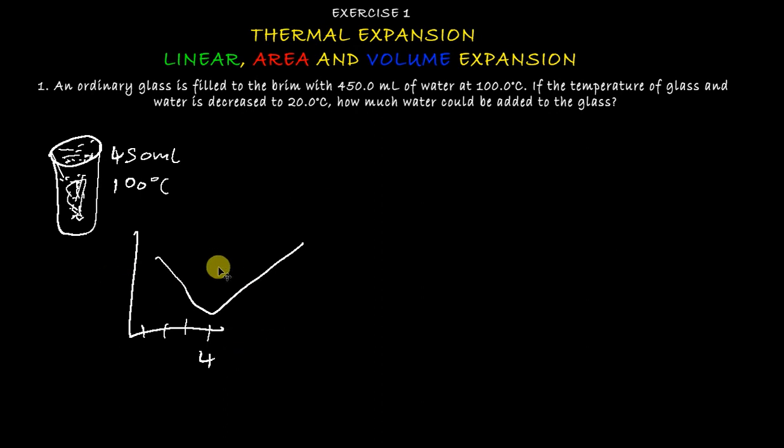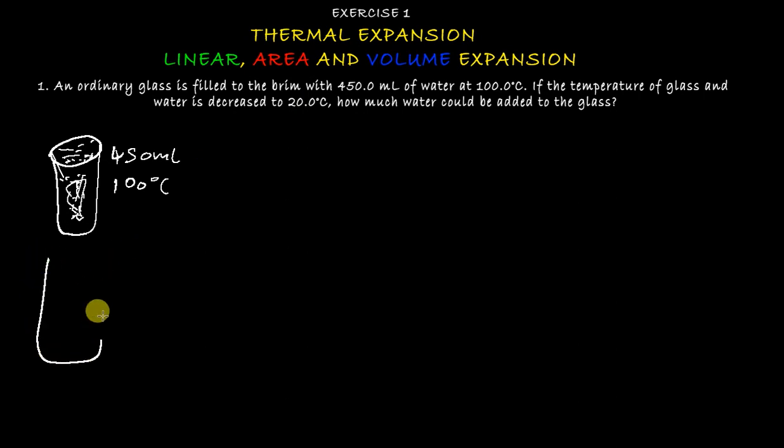Okay, so let me just erase this. Now this is what they are talking about, and then they are asking what happens if you decrease the temperature to 20 degrees. So you expect the water level to also go down. Now if the water goes down, how much water could be added to the glass for this glass to be full again? How much water can we add there?